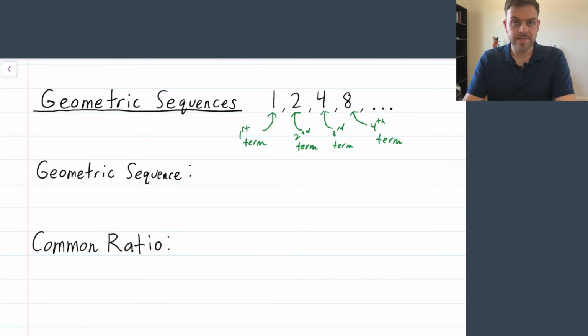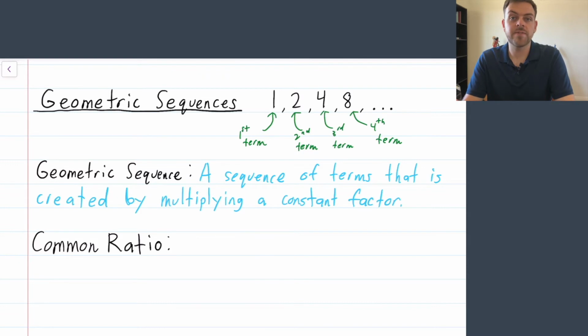Maybe you're looking at the sequence and you can see a pattern going on. And that's good because this is actually what a geometric sequence is. This is a really good example of that. We are going to define a geometric sequence as a sequence of terms that is created by multiplying by a constant factor. Now, this common factor that we're mentioning at the end of this definition, we are going to be referring to as our common ratio. A common ratio in a geometric sequence is a constant factor between each term. It's the number that we are multiplying by.